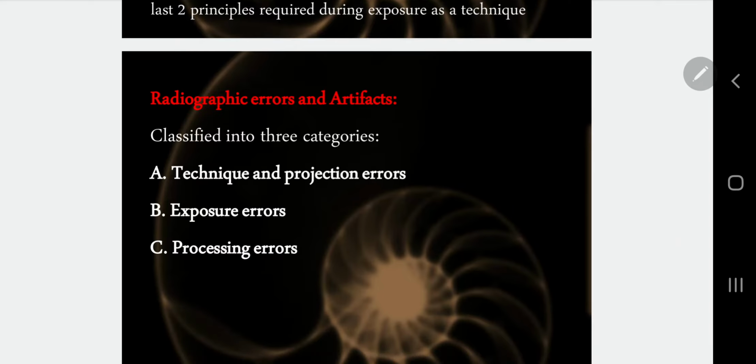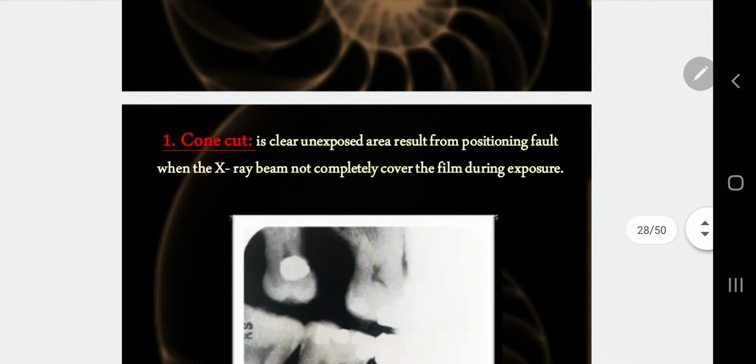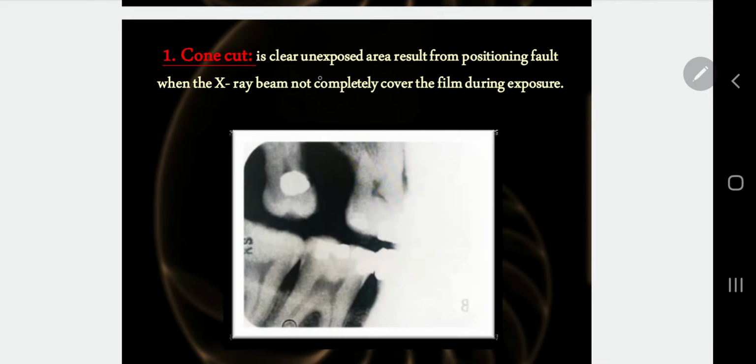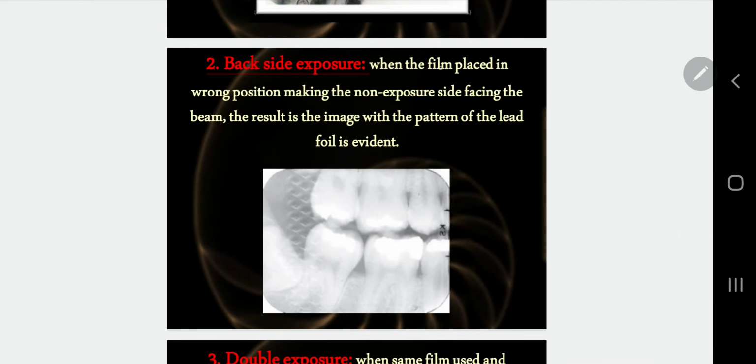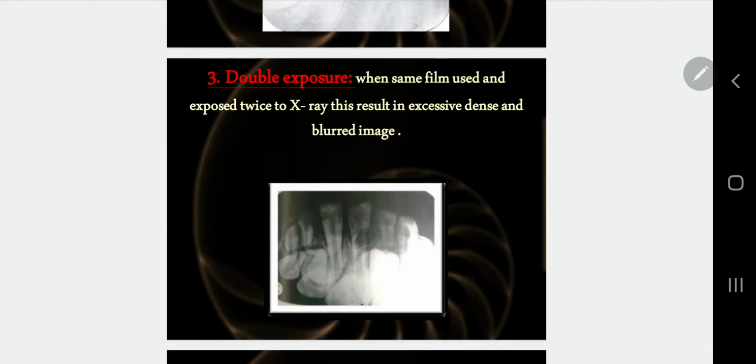Radiographic errors and artifacts are classified into three categories according to technique and projection error, exposure error, and processing error. Number one, cone cut is a clear unexposed area resulting from a positioning fault when the X-ray beam does not completely cover the film during exposure. Backside exposure, when the film is placed in the wrong position, making the non-exposure side face the beam. The result is an image with a pattern of the lead foil evident. Double exposure, when the same film is used and exposed twice to X-ray, resulting in excessive density and a blurred image.